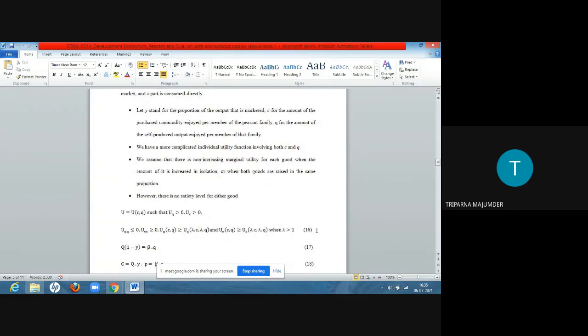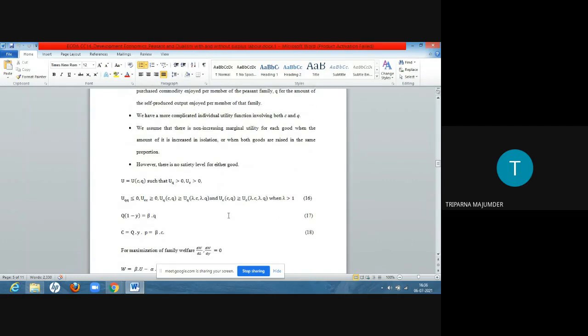We assume that there is non-increasing marginal utility for each good when the amount of it is increased in isolation or when both the goods are raised in the same proportion. However, there is no satiety level for either good, that is, at no point do the family members feel that they are fully satisfied, and they do not want any more of that good. So we have the same kind of utility function, however complicated this may look, but it is very simple. You know the nature of this kind of utility functions.